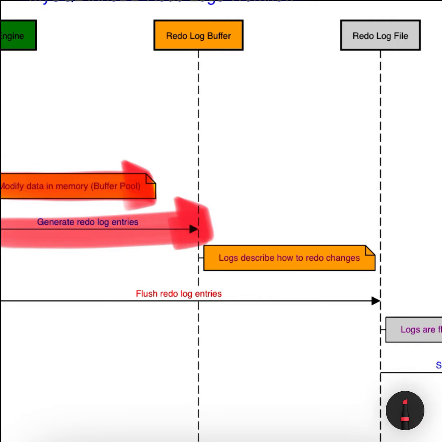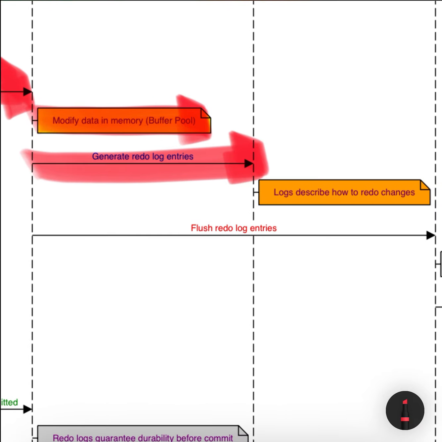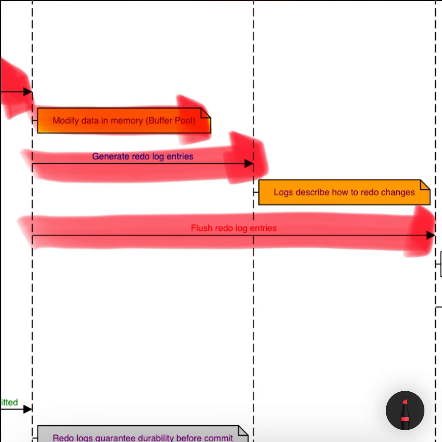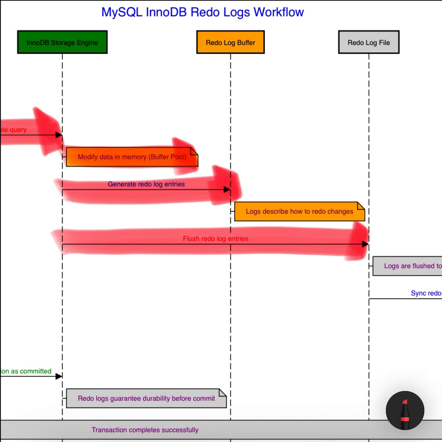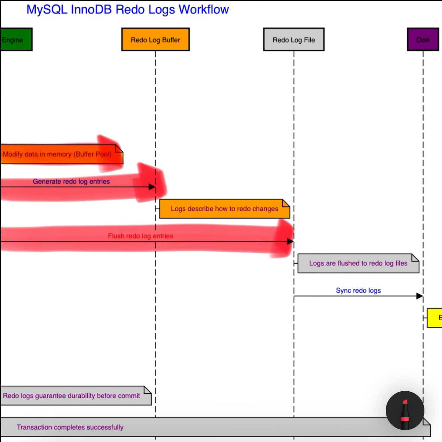Step 4. Flushing logs to redo log files. Periodically, the redo log buffer flushes the logs to redo log files on disk to ensure durability. Logs describe the changes necessary to recreate the transaction, even in case of a crash.